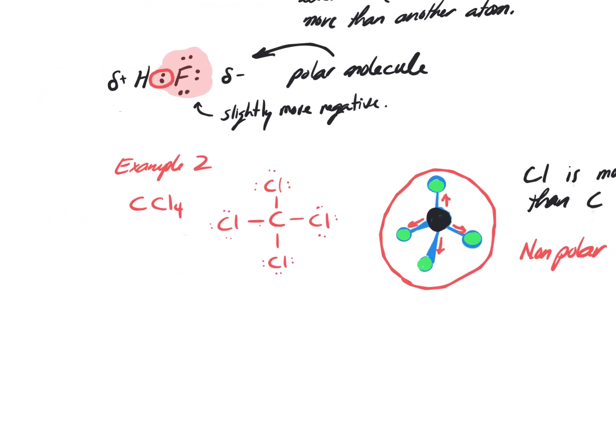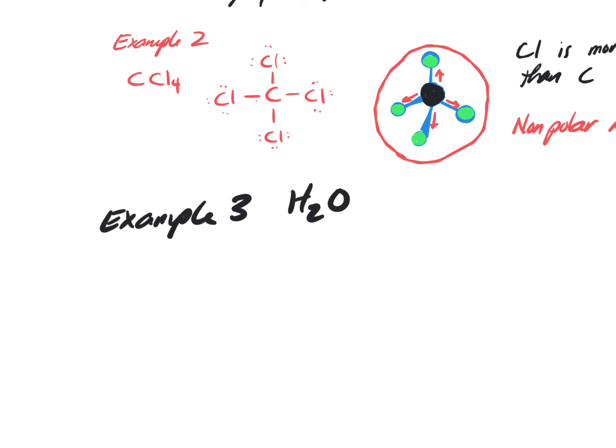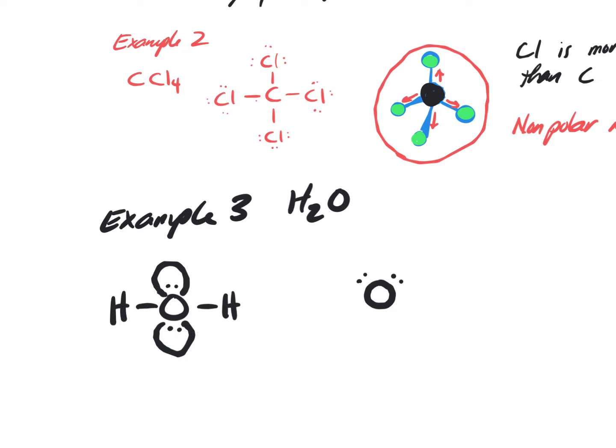Let's try water. So water, H2O. I'm going to draw my Lewis dot structure. We've seen this in class. There's my Lewis dot structure. Now we know that because of these lone pair electrons, this molecule is going to be bent. I'm going to draw this differently now. There's H and H.